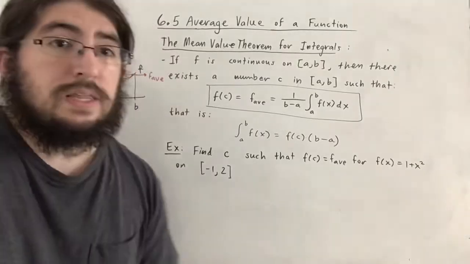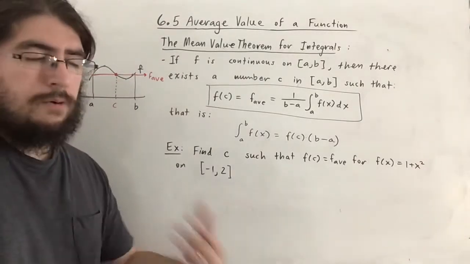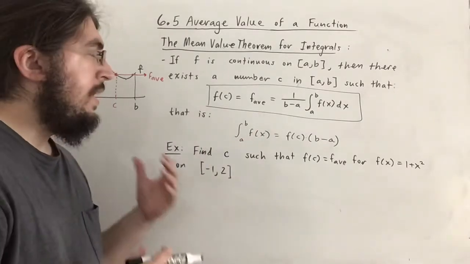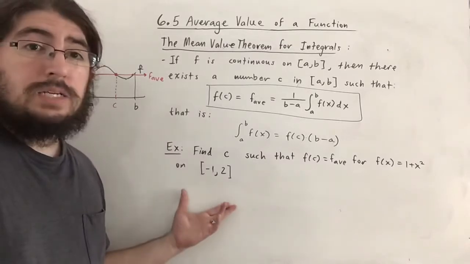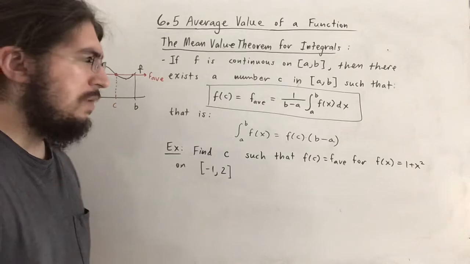And if you look back at the actual statement of the mean value theorem, it's something pretty similar, only the original mean value theorem from 4.2 has to do with derivatives, not integrals. Anyways, with that being said, let's find the actual value c for which this happens with the previous problem we looked at. In fact, we even graphed it.